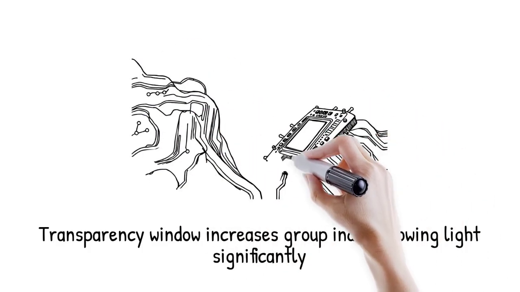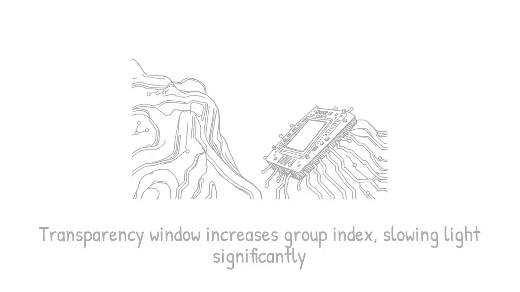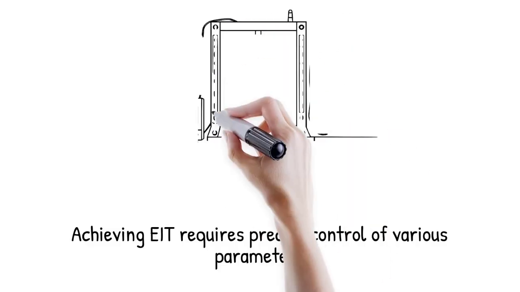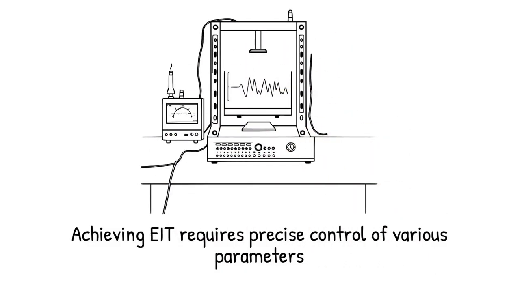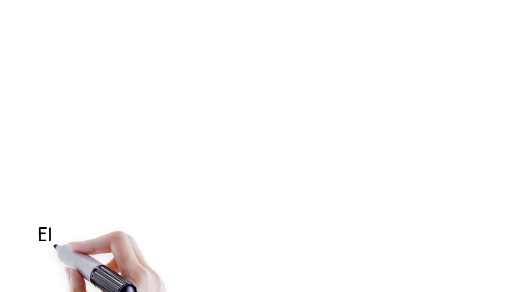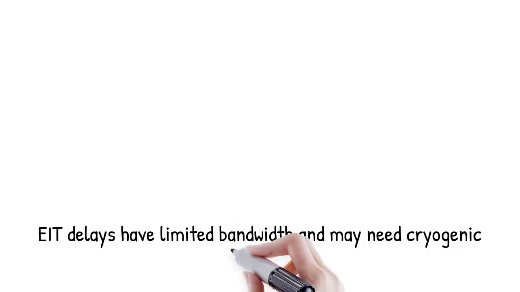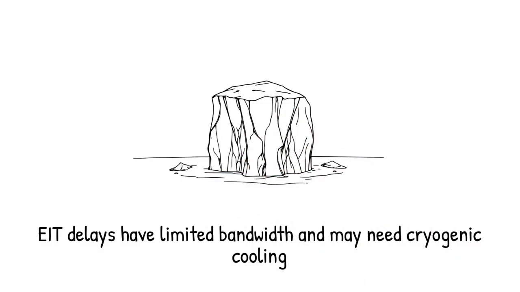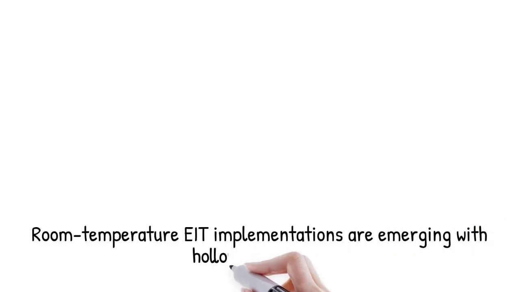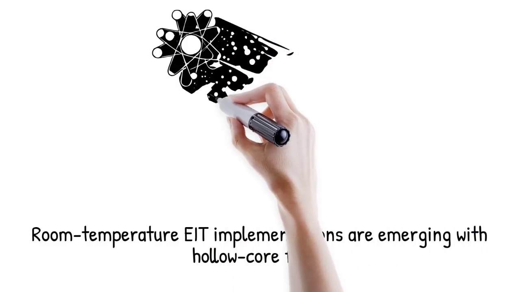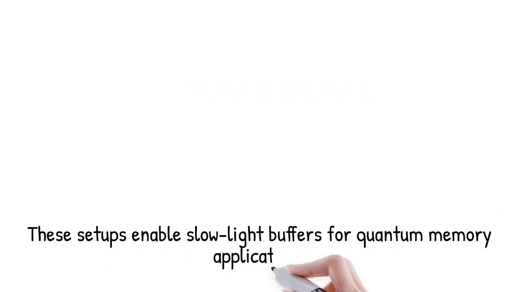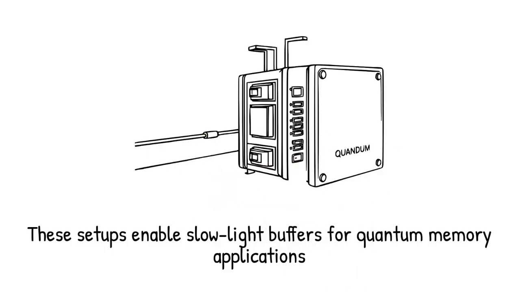Achieving EIT requires precise control of pump frequency, polarization, and temperature to match the dopant's three-level atomic system, despite causing minimal absorption. EIT-based delays suffer from limited bandwidth and require cryogenic cooling for some dopants. Room temperature implementations in hollow core photonic band gap fibers filled with atomic vapors are emerging to relax these constraints. Such setups promise integrated slow light buffers compatible with quantum memory applications.